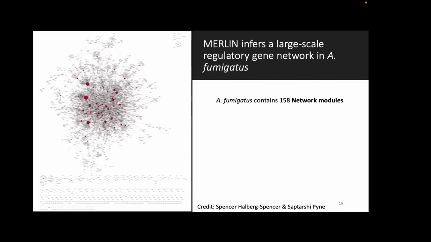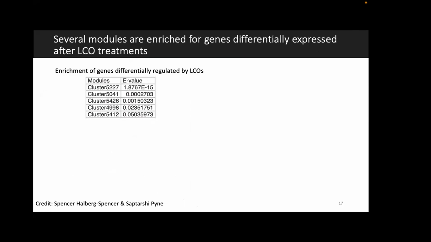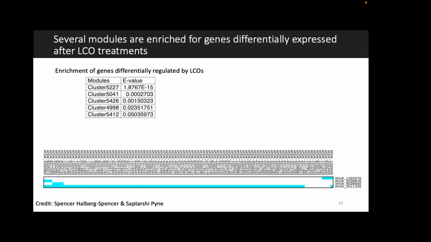So now that we have this network, I am asking myself, okay, do those differentially expressed genes that I initially saw, do they cluster in a specific module? And the answer was yes. Several clusters or modules, the name is interchangeable, were enriched for those differentially expressed genes, and I did what I do best and just looked at the top hit. That was cluster 5227, and what that looks like visually is this.